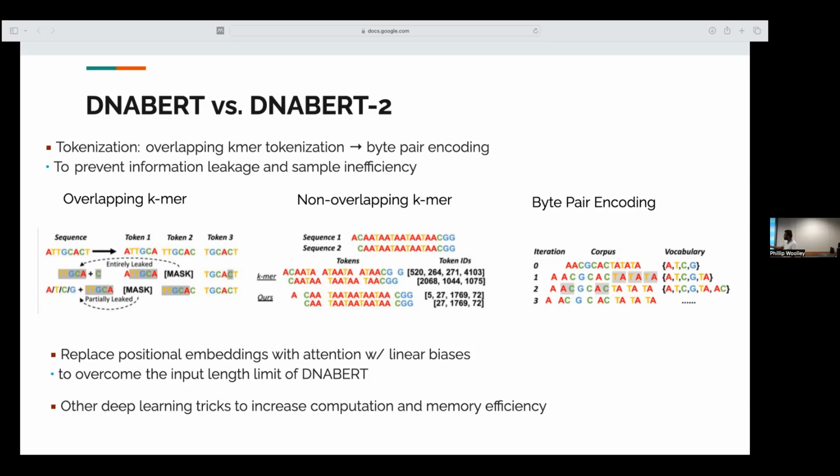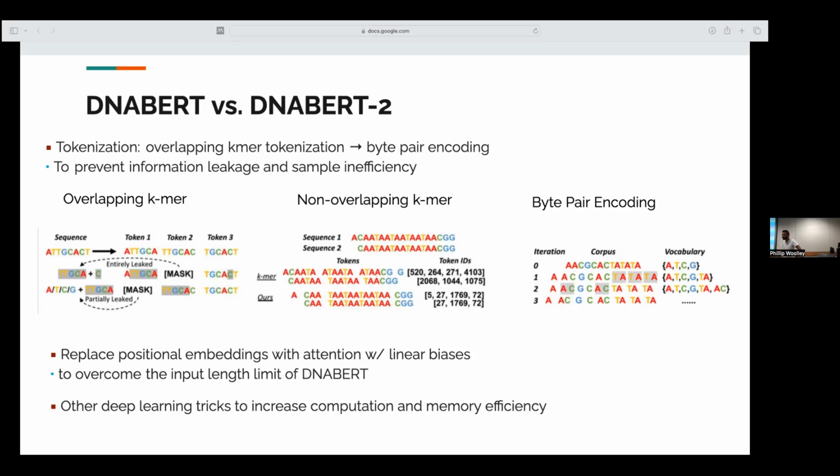So what was happening? Suppose you mask here, but half of what is in the mask was already present in the token before. So your model was not learning enough. To fix that, they used non-overlapping k-mers. They were cutting after every six bases, and no two tokens were sharing any DNA between them.